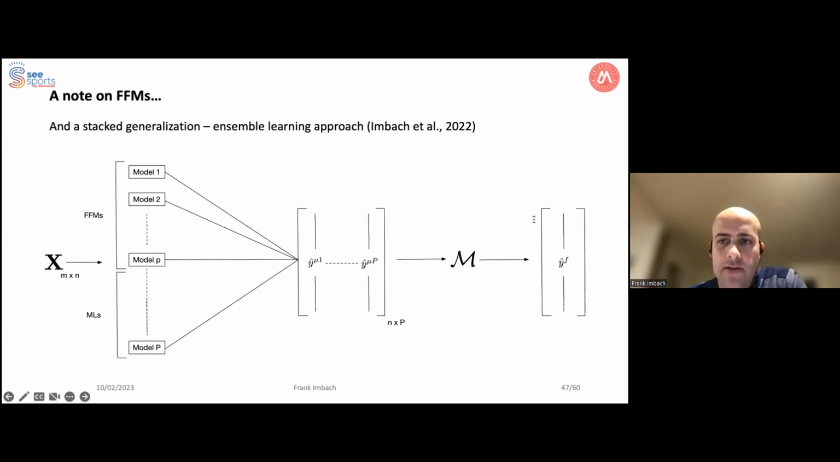Predictions from all models build a second data set that comes as input for the meta model M here, which will make final predictions. So this is an approach which could be interesting and which could be tested. I'm actually working on this one.